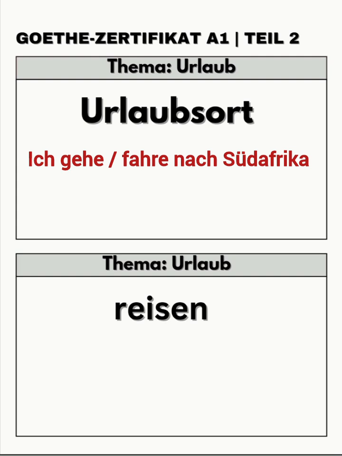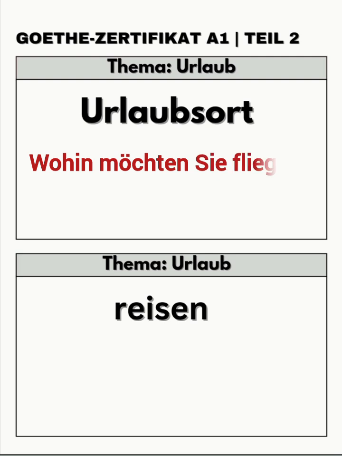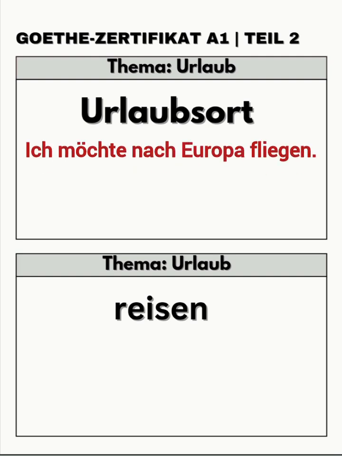Now, another possible question that I could use with Urlaubsort is, where would you like to fly to? Which is, wohin möchten Sie fliegen? Now, my answer could be, ich möchte. You remember that möchte is a modal verb, and when using a modal verb, the other verb comes at the end and is not conjugated. So I'd say, ich möchte nach Europa fliegen. I would like to fly to Europe.